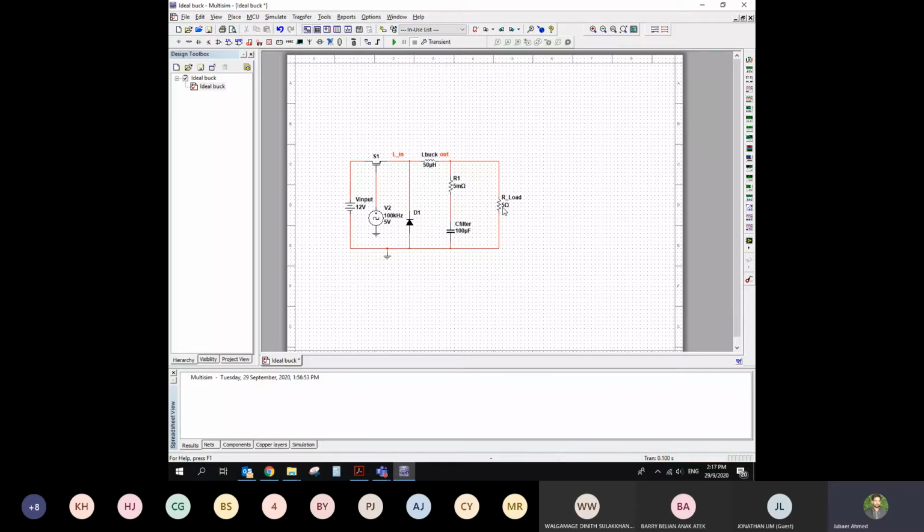And this is the load. We can change the value of the load, and we can also observe the output change depending on the load.